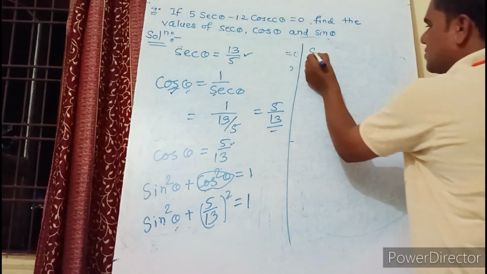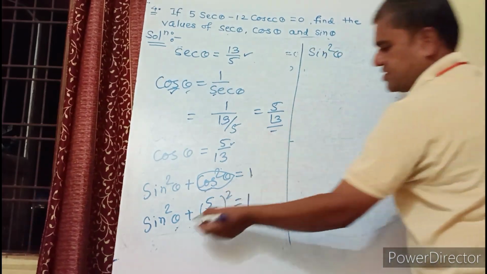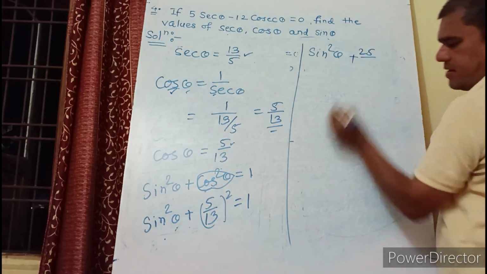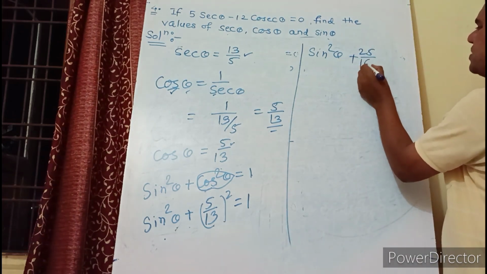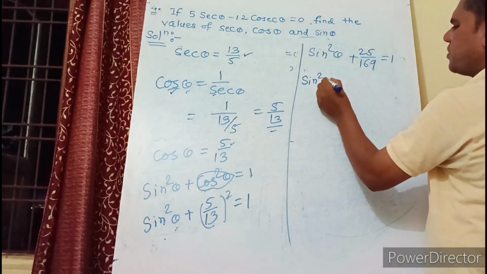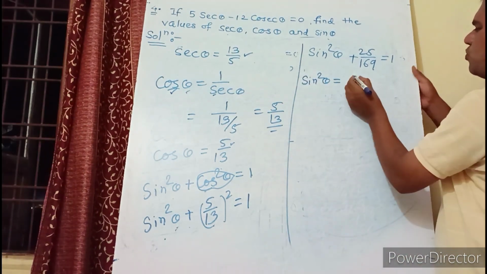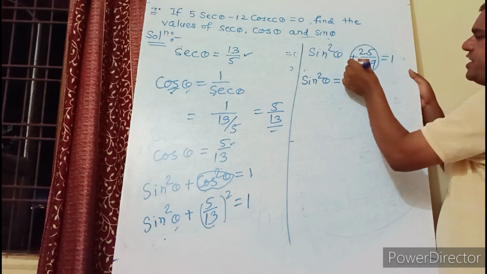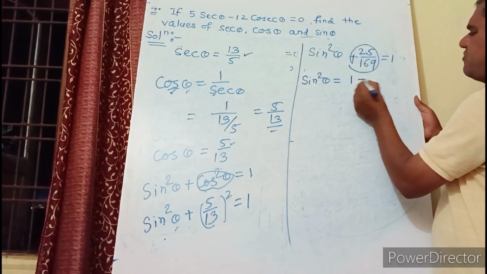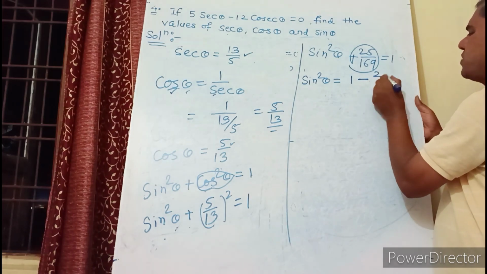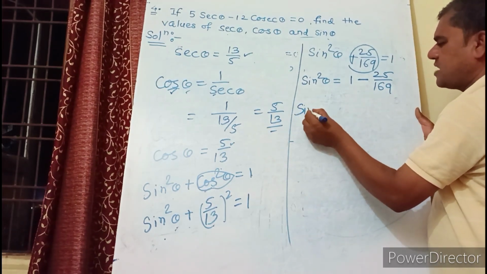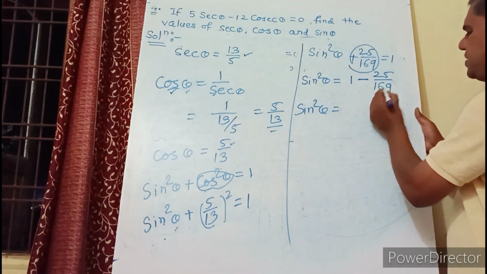Now on solving this, sin square of theta plus the square of 5, that is 25, divided by the square of 13, that is 169, is equal to 1. On solving this, sin square of theta is equal to 1 as it is. Now this plus 25 by 169, we will shift it to the right-hand side and it will become minus 25 divided by 169.